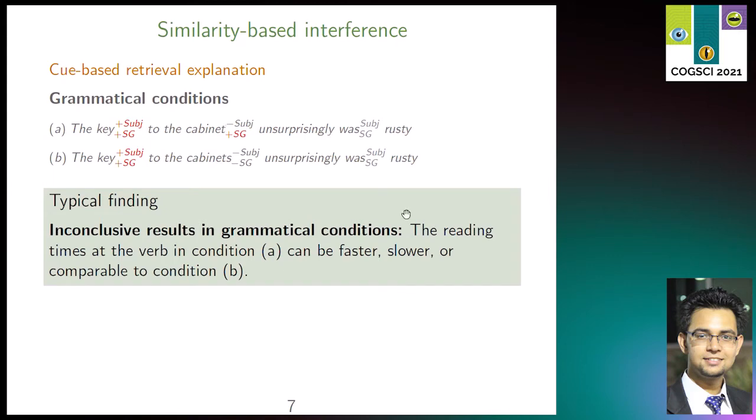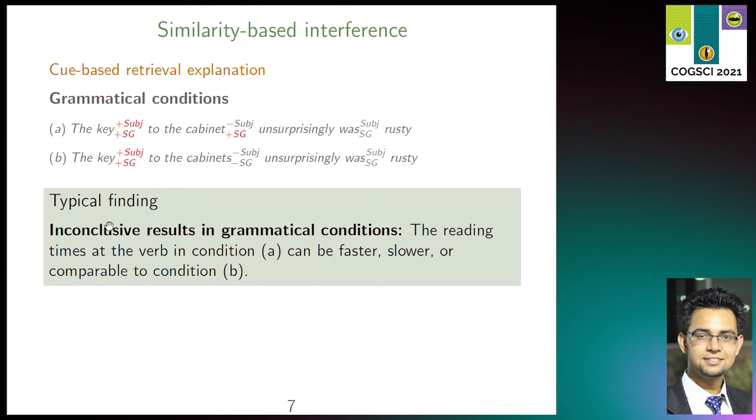In grammatical conditions, the key matches both the subject and the singular cue at the verb. And what is interesting here is that there is an additional noun cabinet which matches one of the retrieval cues at the verb. Now the cue-based retrieval, which is actually rooted in the ACT-R architecture, predicts a fan effect in condition A, and as a result of this fan effect, we expect a slowdown in condition A compared to condition B, where the noun phrase cabinets does not match any of the retrieval cues. So the model predicts a slowdown in reading times in condition A compared to B in grammatical conditions.